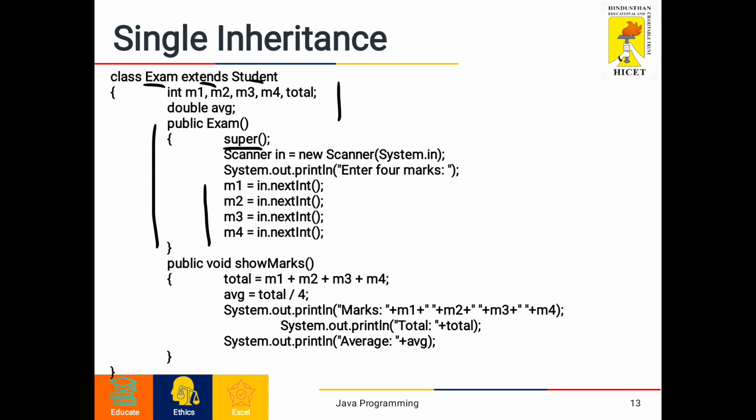So here we are going to get the details M1, M2, M3, M4 from the user, and in show marks, we'll be calculating the total and average, and it is printing all the marks and the average.